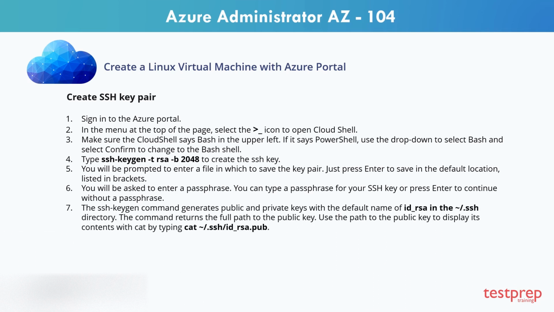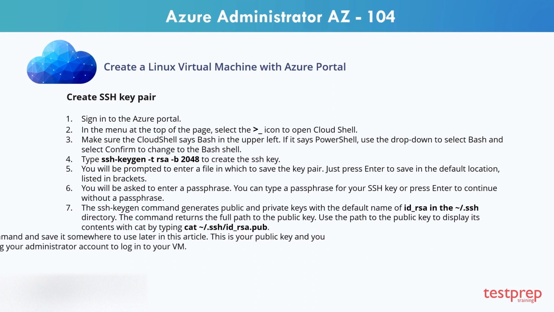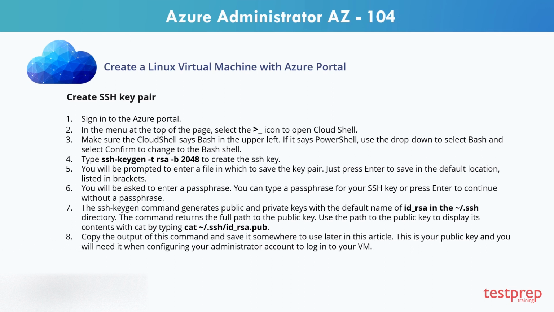7. The ssh-keygen command generates public and private keys, with the default name. The command returns the full path to the public key. Use the path to the public key to display its contents with cat by typing the shown text. 8. Copy the output of this command, and save it somewhere to use later in this article. This is your public key, and you will need it when configuring your administrator account, to log into your VM.